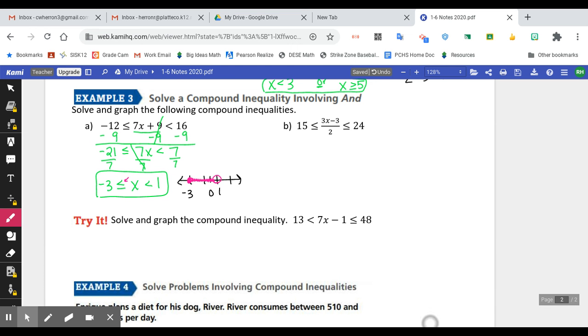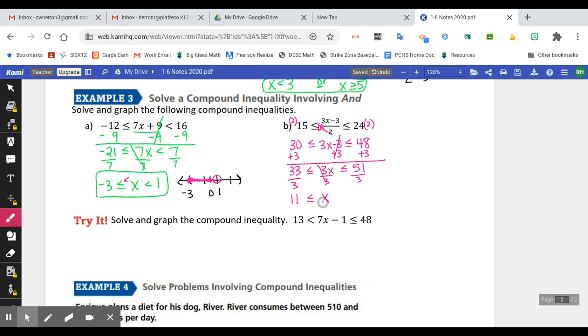We have 2 on the bottom, so it's the first thing that has to go, times 2. But what I do to the middle, I have to do to the left and the right. So these are gone, and I have 30 is less than or equal to 3x minus 3, which is less than or equal to 48. I need to add 3 to all 3 sides. These are gone, and I've got 33 is less than or equal to 3x, which is less than or equal to 51. Last step is divide, so again, divide on all 3.